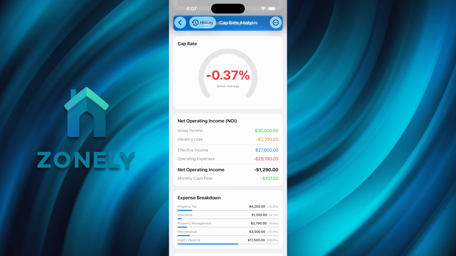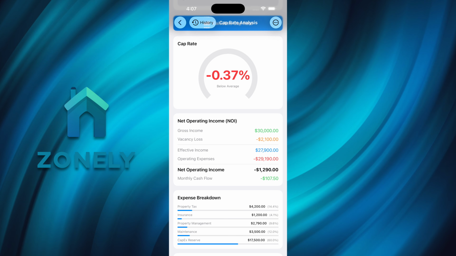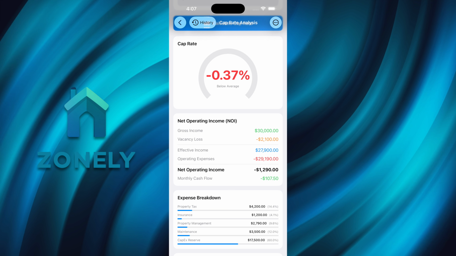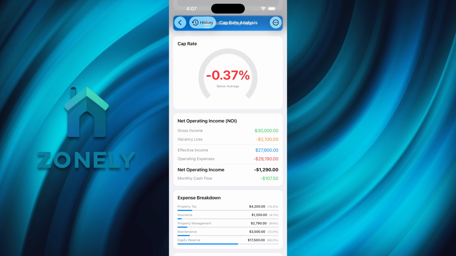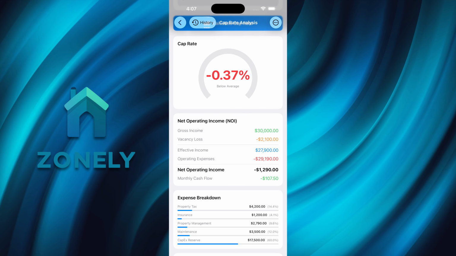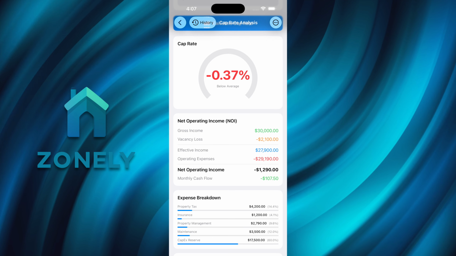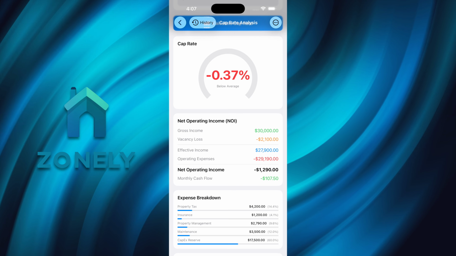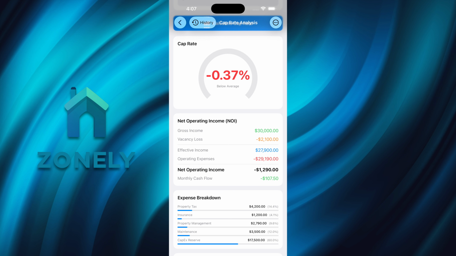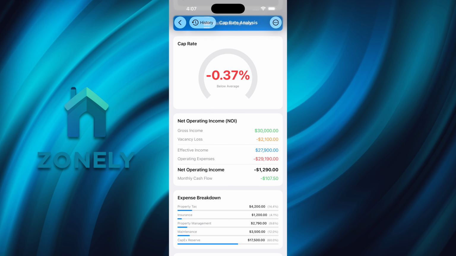Gross income, $30,000 per year, $2,500 times 12. Vacancy loss, minus $2,100, 7% vacancy. Effective income, $27,900. Operating expenses, minus $29,190. Net operating income, minus $1,290. You're actually losing $107.50 per month before you even factor in a mortgage payment.